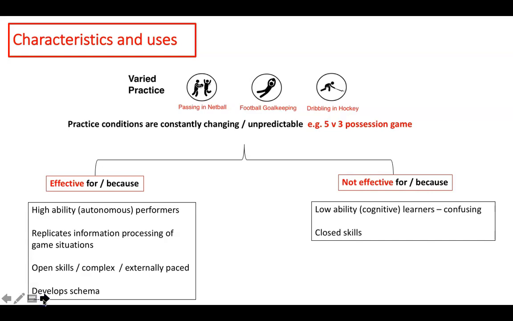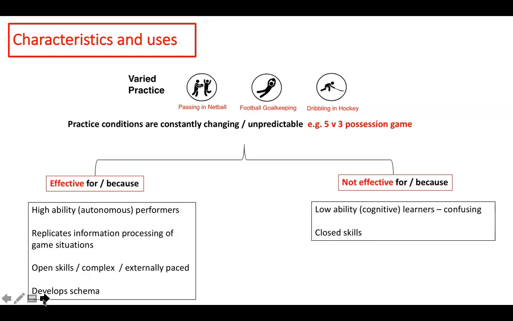It's also not great for closed skills that are not affected by the environment. If we think back to our classifications of skills, which makes sense. Varied practice is unpredictable. The environment is constantly changing. Closed skills, we don't have the environment changing, therefore we don't need to practice in that way.